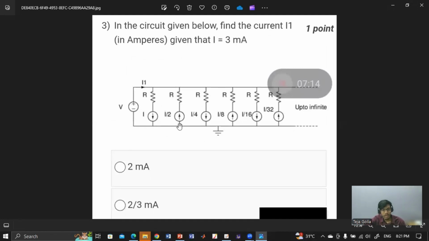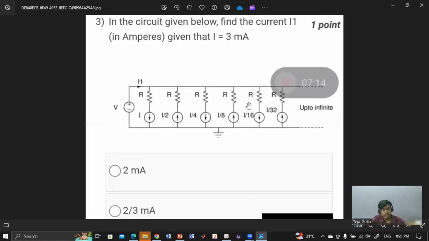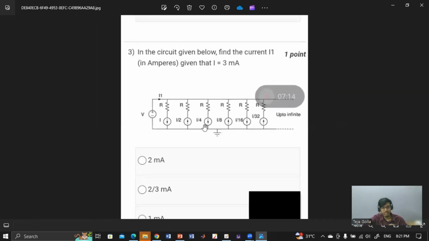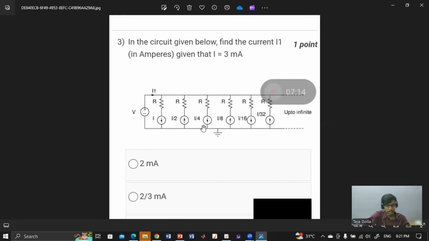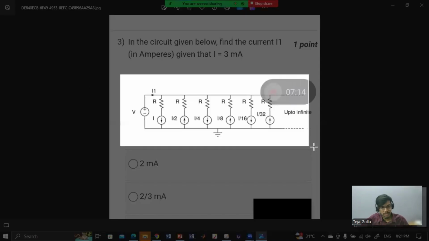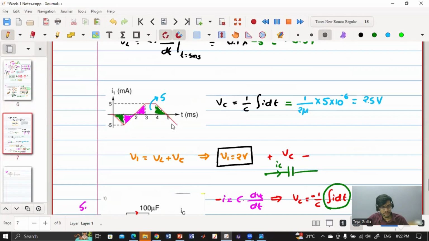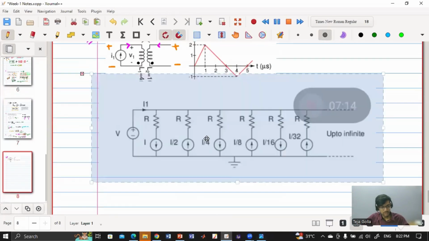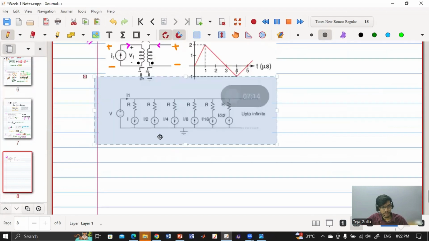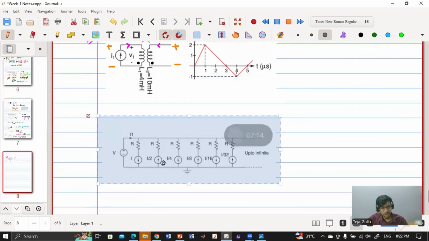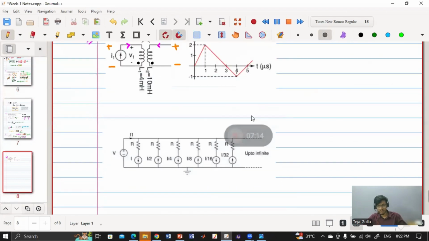I is going down and I2 is going up. And I4 is coming down. So it is going to infinity. This question is a little bit interesting. So let us solve this.